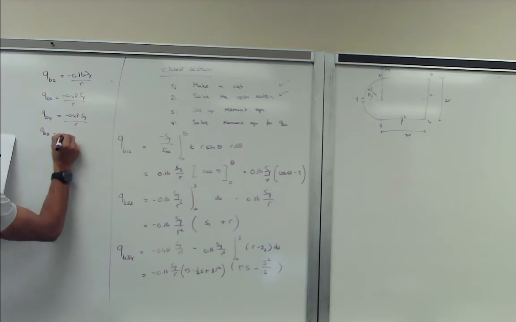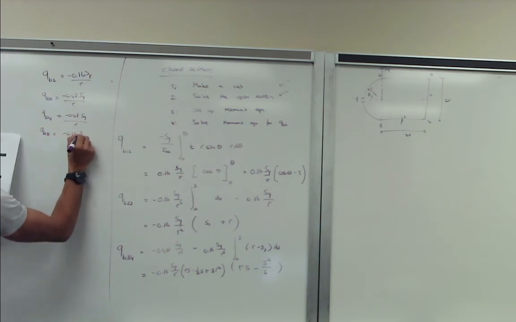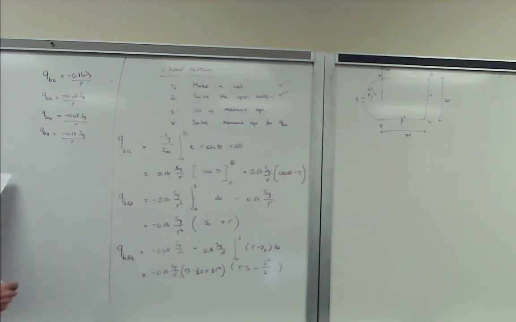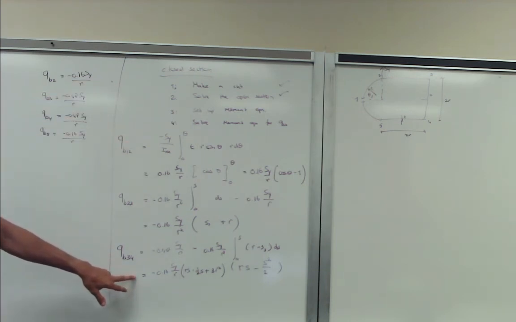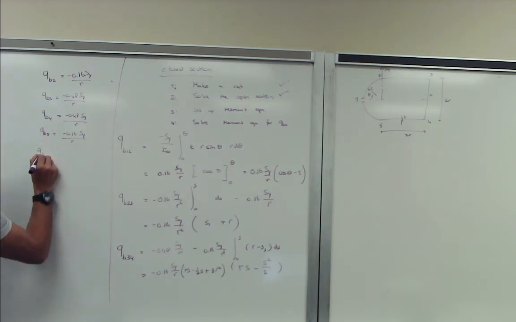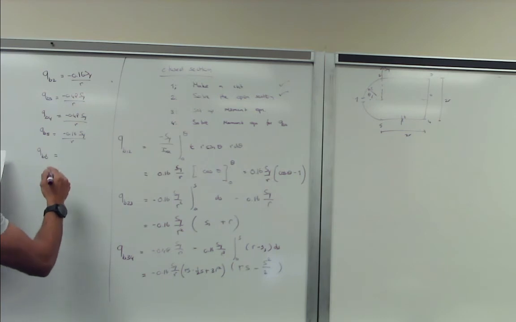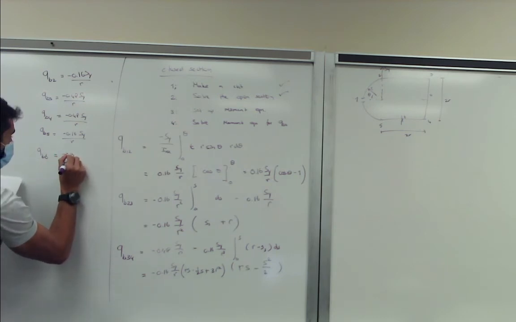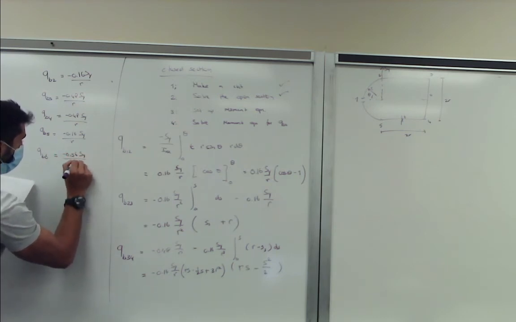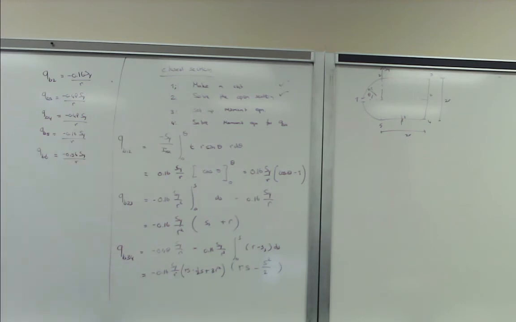QB5 is negative 0.16 SY over R. So we could have evaluated the 0.6 as well. That's basically the midsection between 3, 4 by just plugging in this equation S is equal to R. So if you want to calculate the midpoint, QB6 is basically the midpoint between these two. And if you evaluate that, you get negative 0.56 SY over R. So let's keep that there, okay?